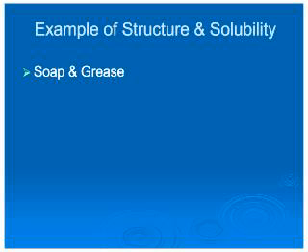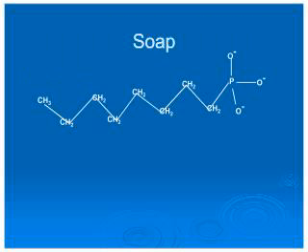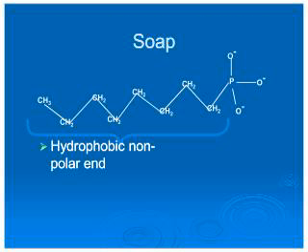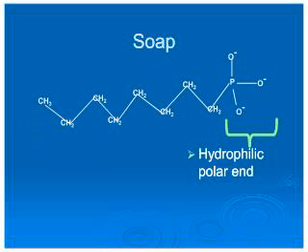So I'm going to give you an example of structure and solubility. Soap and grease. Or you could think of soap and oil, soap and fats, perhaps when you're washing dishes. So here's soap. Soap has a hydrophobic end, which is a non-polar end. It means it doesn't like water. And it has a hydrophilic end, which is an end that loves water. So soap, I'm just saying this jokingly, is bipolar because it has a polar end and a non-polar end.